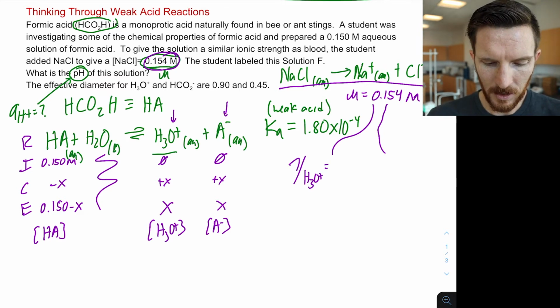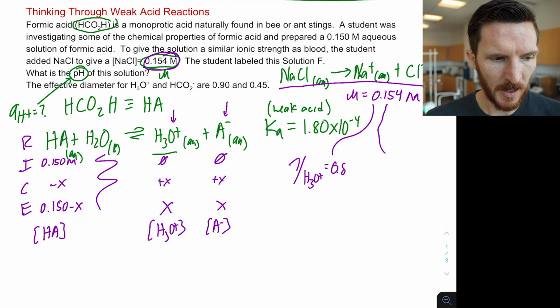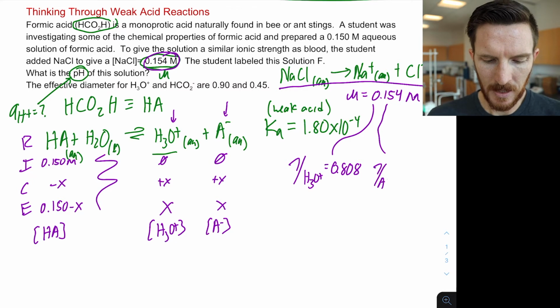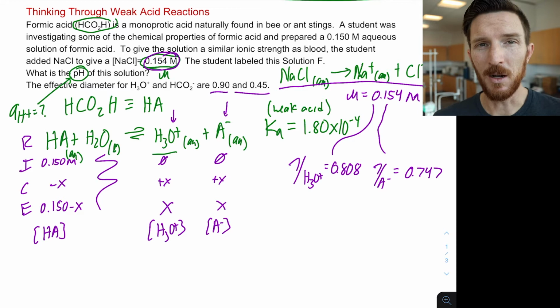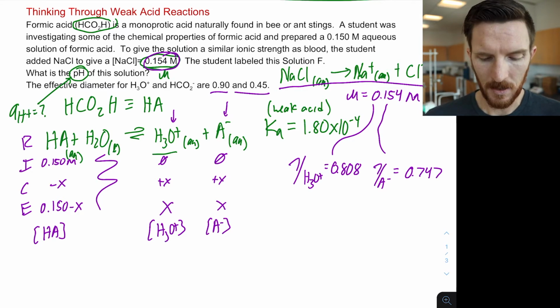That's how we express that mathematically for our ions here, the hydronium and the A-, the formate ions. We went through that calculation. We would find that the activity coefficient of our H3O+ is 0.808, and the activity coefficient of our formate ion is 0.747. And again, we can use the effective diameters and the Debye-Huckel equation to calculate that. I'm just not going to explicitly show that here.